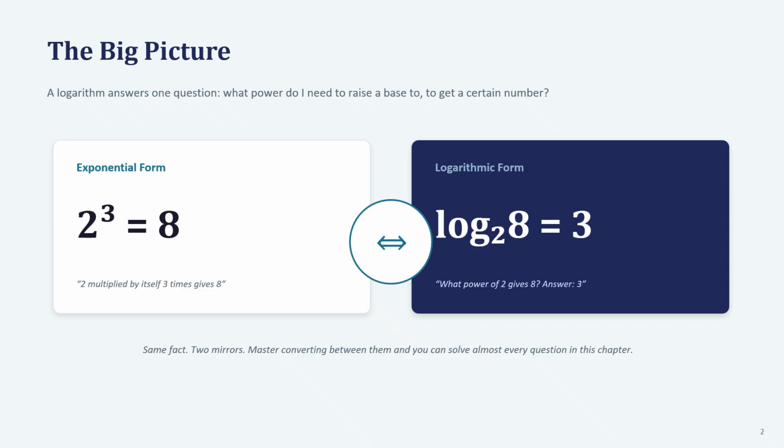The answer is 3. Think of these as two different ways of saying the exact same thing, just like looking at two sides of a mirror. Once you master converting between them, this entire chapter becomes a breeze.